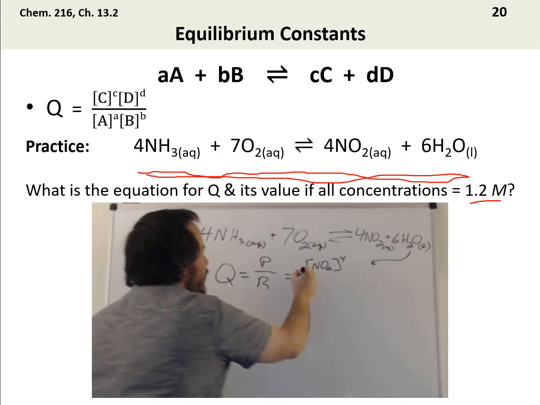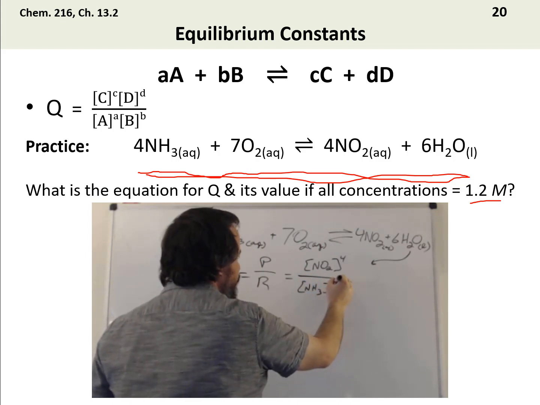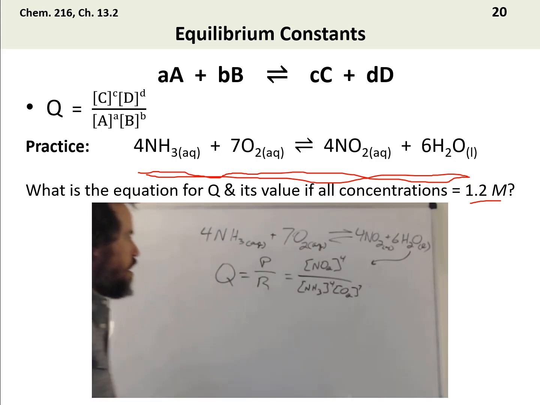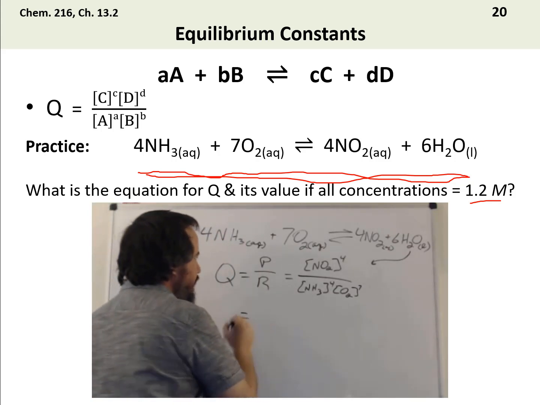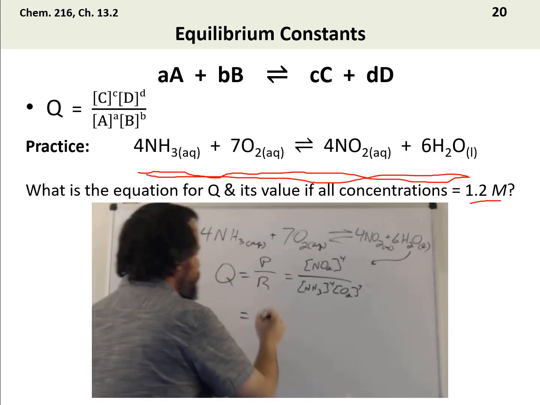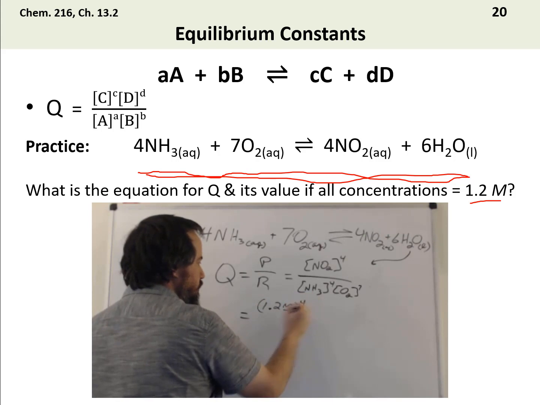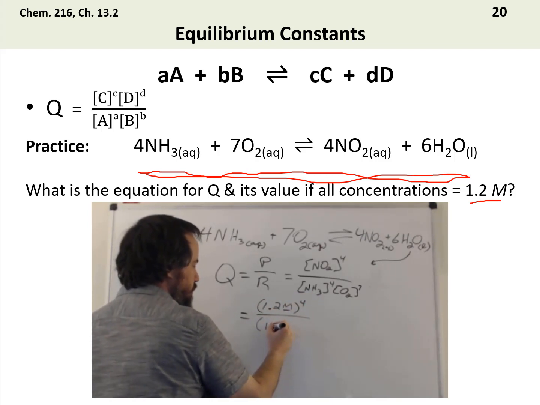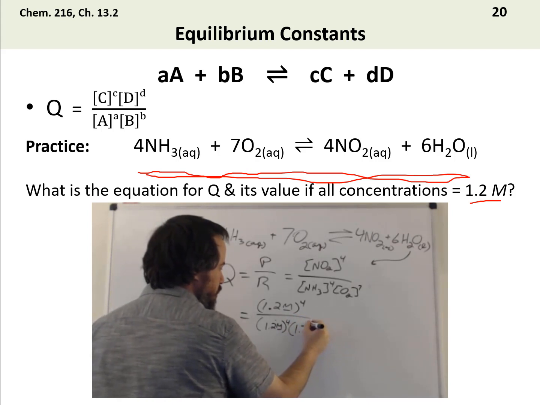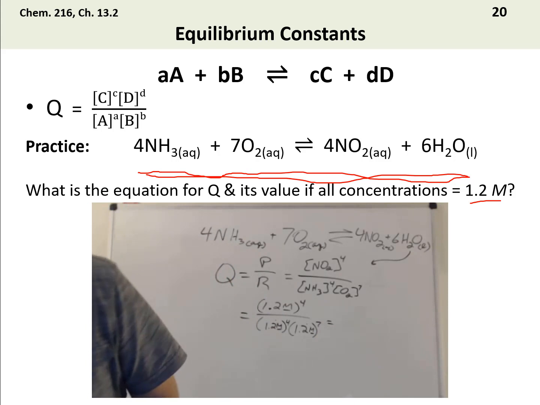And then I do NH3 to the 4, and O2 to the 7. Now I can plug everything in. I'm told here that everything's 1.2 molar. All right, let's see.